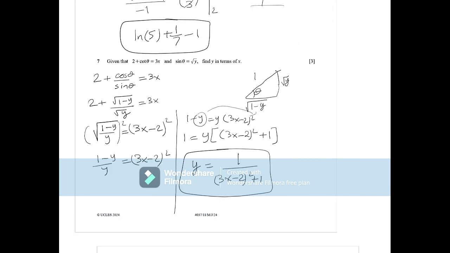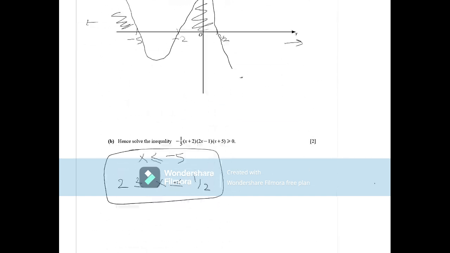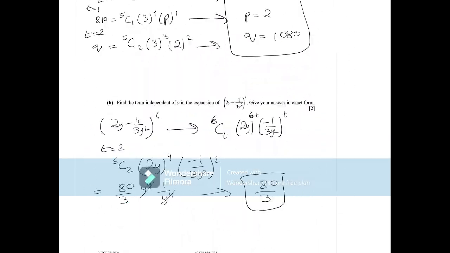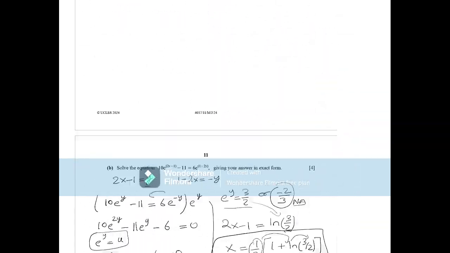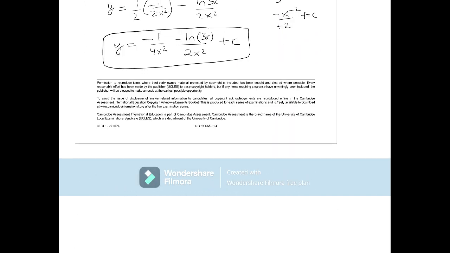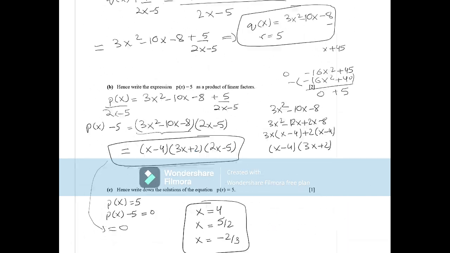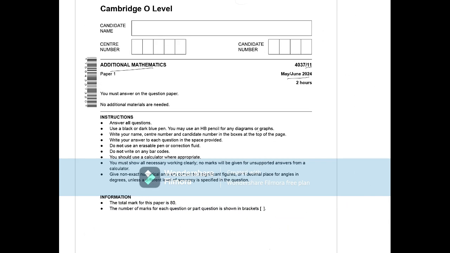Okay, so all the answers I've written do match with the answers in your marking scheme. So let's not worry about that. And I guess I've done all the questions. So yeah, this was the paper, Addmaths 2024 May June paper 1 variant 1. Thank you.